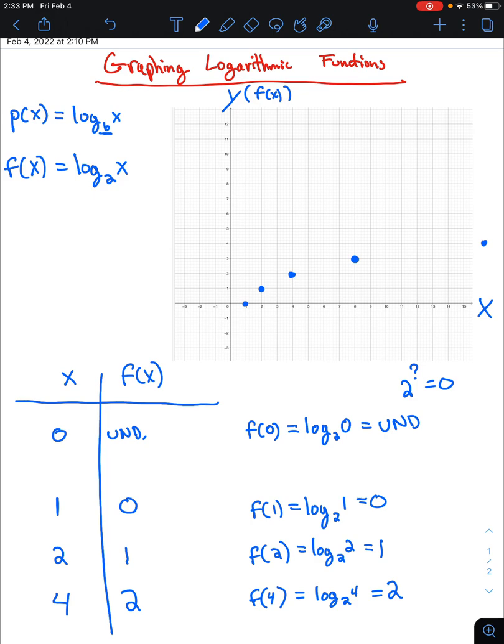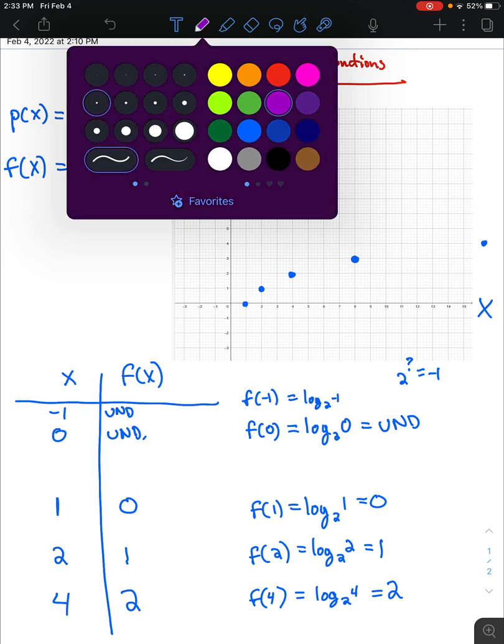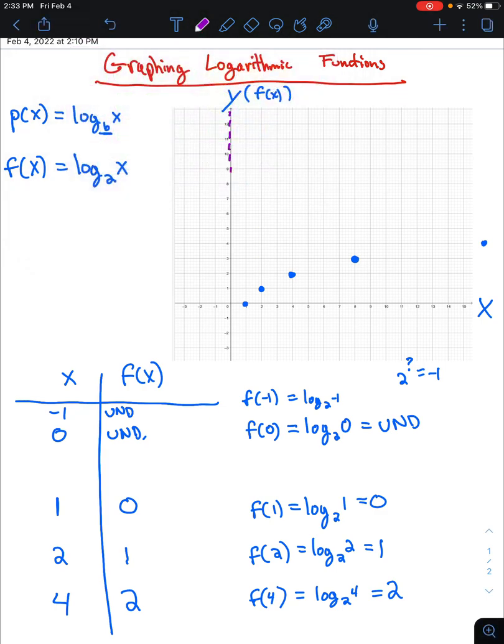Okay? And maybe we want to see what happens if we have a negative number. So let's try -1, like f of -1 is equal to log base 2 of -1. And that's saying 2 to what power equals -1. But we run into the same problem. 2 is a positive number. I cannot raise it to some power, right? I cannot multiply it by itself or divide it by itself and end up with a negative value. So this is also undefined. And what we end up with is an asymptote at x equals 0.